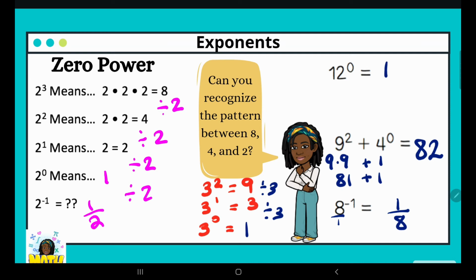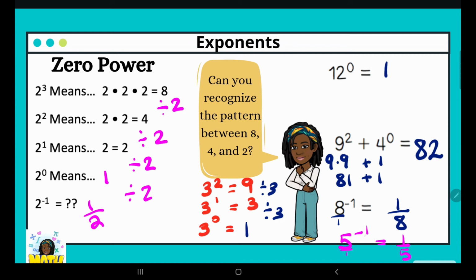Do you want to see another example like that? Let's take a look at it. Let's say we have 5 to the negative 1 power. As long as it's to the negative 1 power, it's just going to be that reciprocal. So again, this is like 5 over 1, so that will become 1/5. We will not make the number negative, okay?